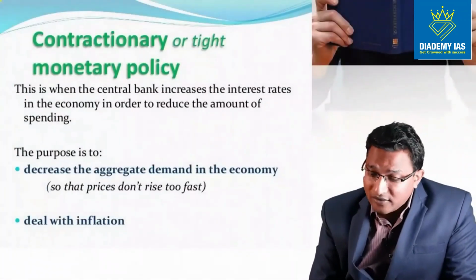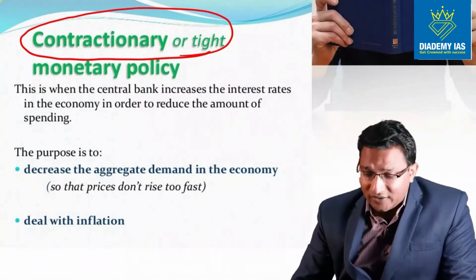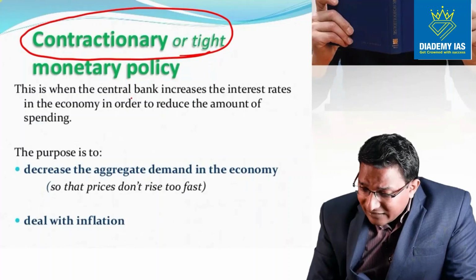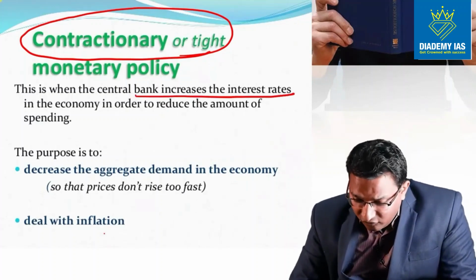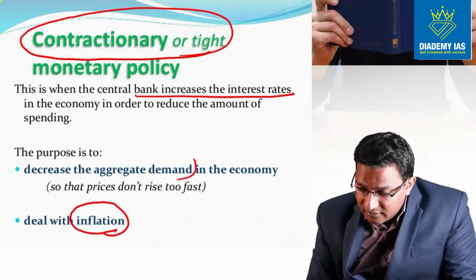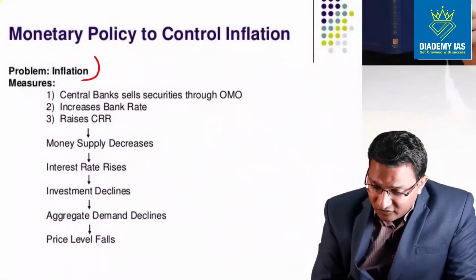Next is contractionary or tight monetary policy. Contractionary or tight monetary policy means when the central bank increases the interest rate, and this will be done at the time of high inflation or when the aggregate demand needs to be decreased. So what will be done? So it will be done at the time of inflation.